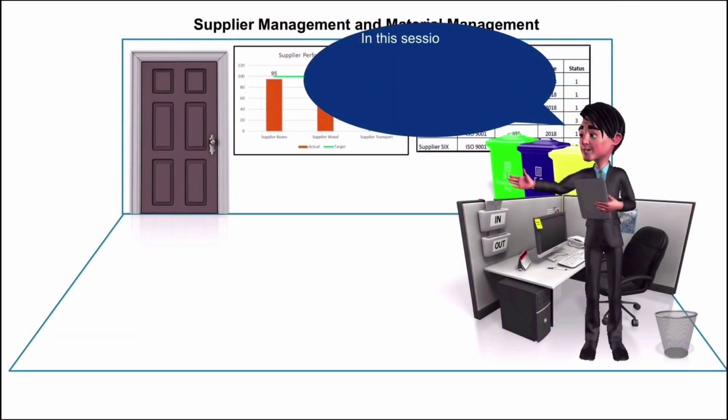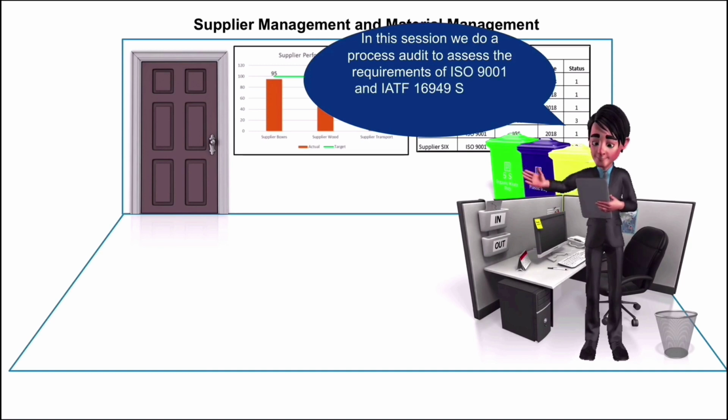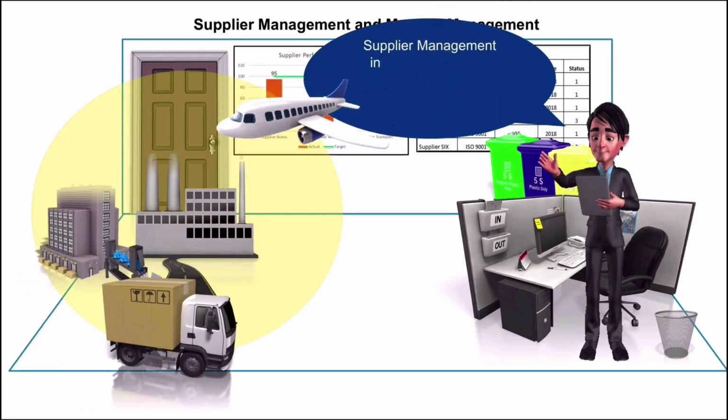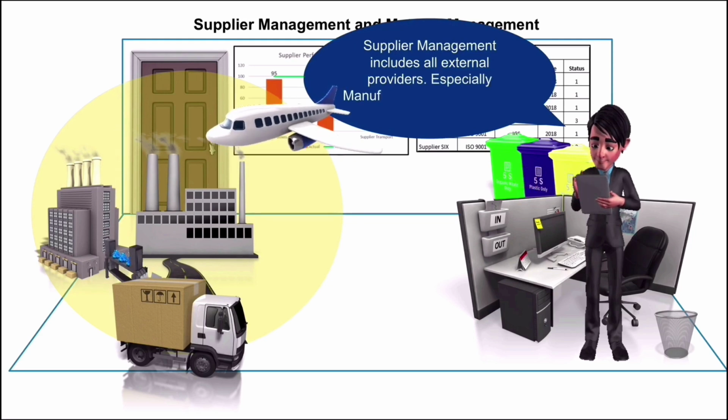In this session we do a process audit to assess the requirements of ISO 9001 and IATF 16949 supplier management and material management. Supplier management includes all external providers, especially manufacturing and transport suppliers.